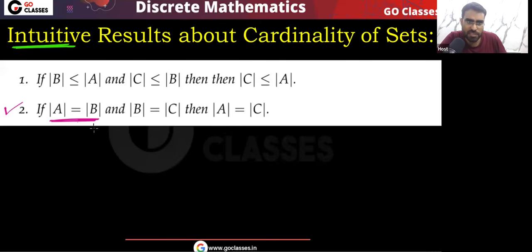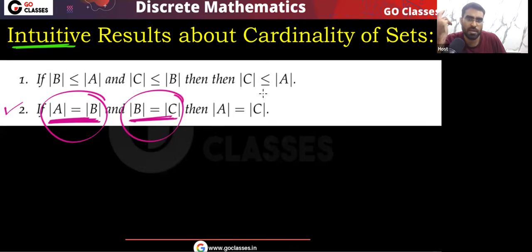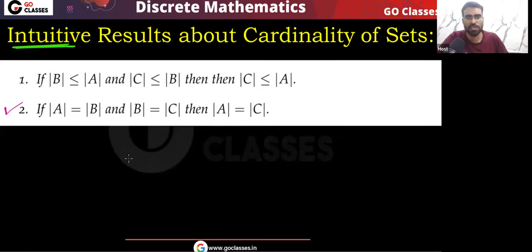So this second result is very intuitive: if sets A, B have the same cardinality, and B, C have the same cardinality, then A, C have the same cardinality. In other words, if you want to prove this, what will you create between A and B? You will create a bijection. Here also you will create a bijection. Cardinality of A equal to cardinality of B means there exists a bijection from A to B. Here there exists a bijection from B to C. So there exists a bijection from A to C also. Is this clear?